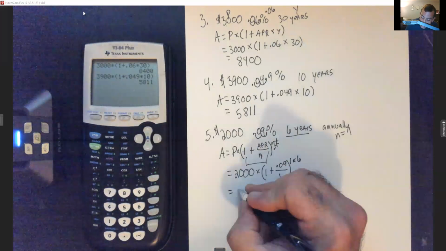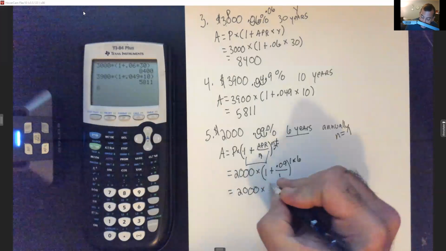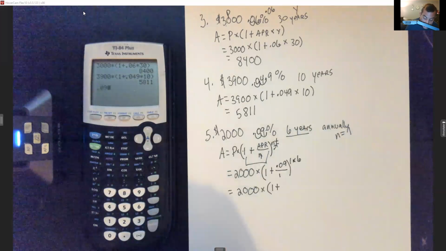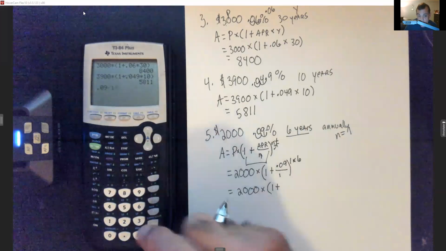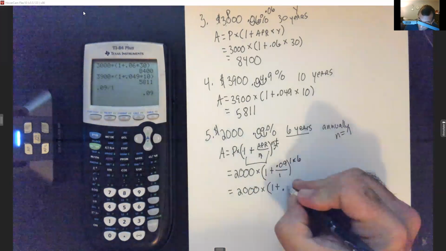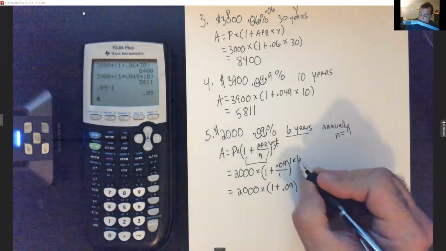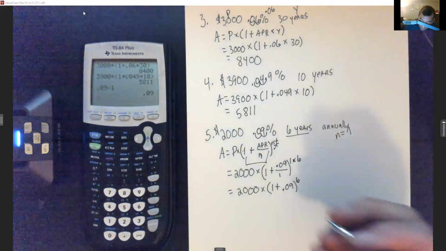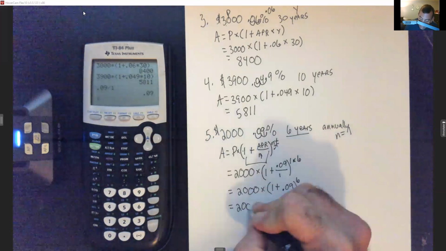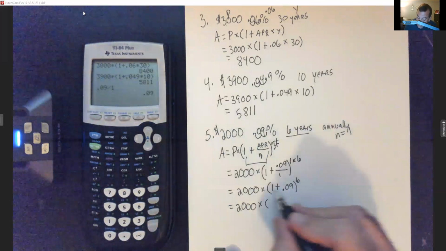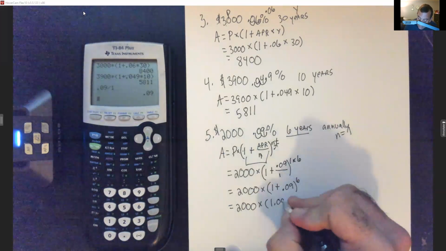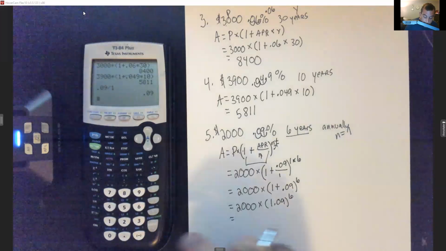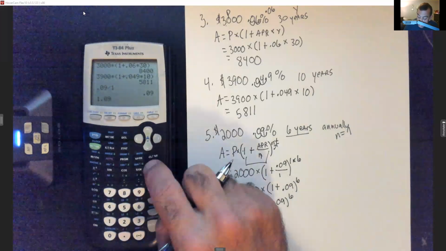So let me show you how you're really doing this by hand. You got the 2,000 times 1 plus. So you would first have to figure out what 0.09 divided by 1 is. But anything divided by 1 is itself. So that becomes a 0.09. And then now you can actually multiply that 1 times 6 because that exponent has to be multiplied before you use it anyway. All right, now you got the 2,000 times. I can add 1 plus 0.09 and get 1.09 raised to the 6th power.